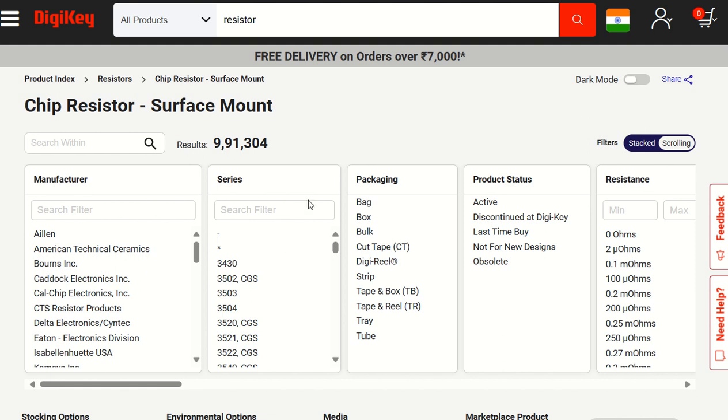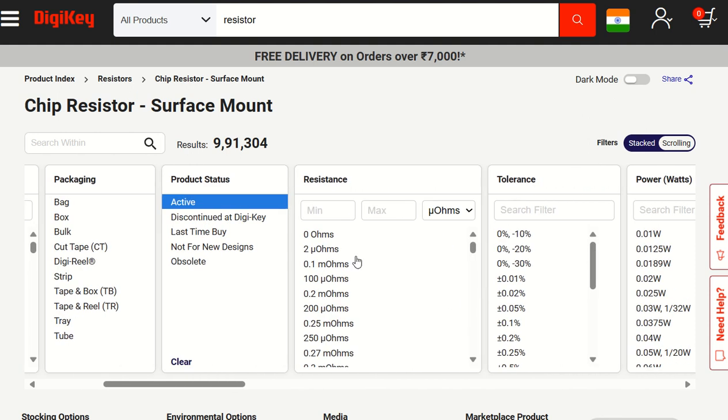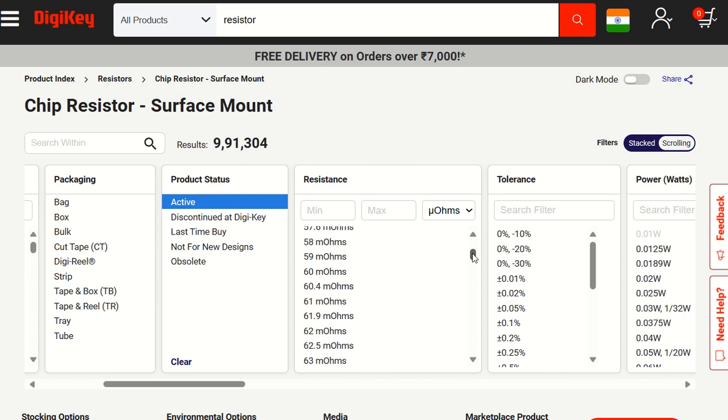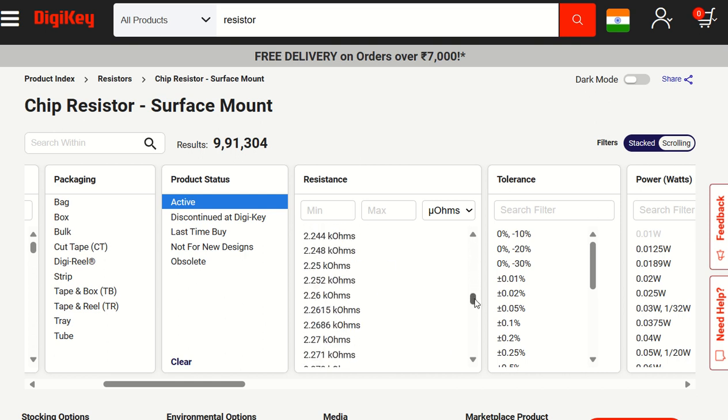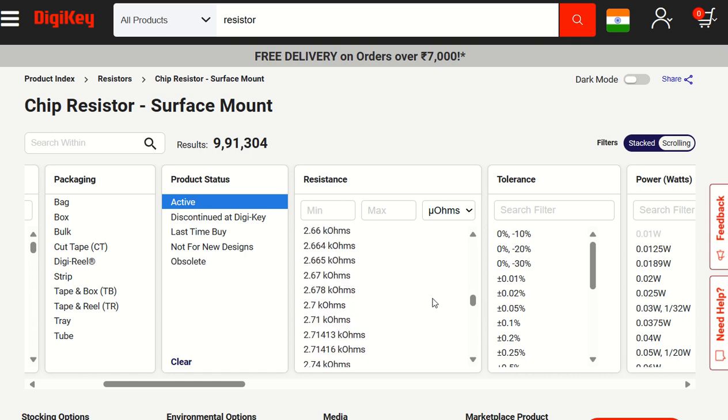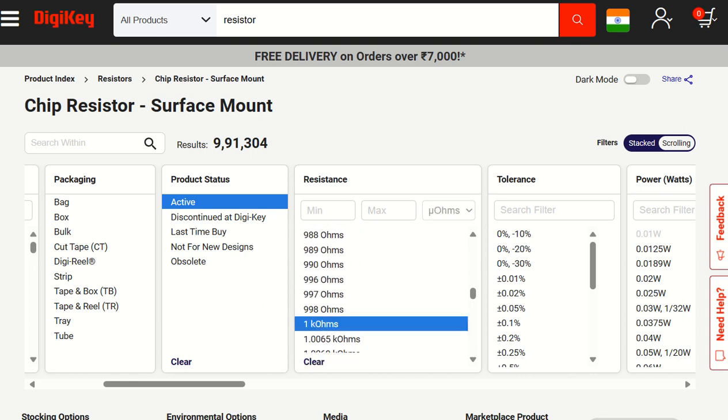Before going to that, we have to see the different parameters. We have manufacturer, series, and packaging, so we don't know all these things, right? First of all, we have to set product status as active. Then keep scrolling to the right and find your resistance value. I need 1 kilo ohm, so you can scroll down and find 1 kilo ohm. We have a lot of resistance values, but our aim is to get 1 kilo ohm, so we'll take 1 kilo ohm only.